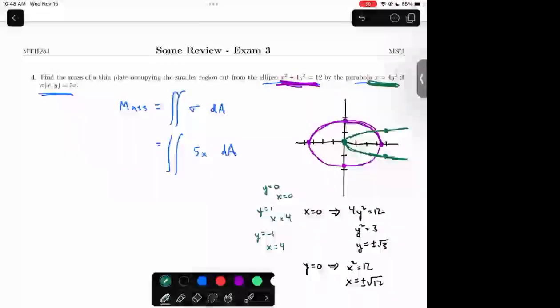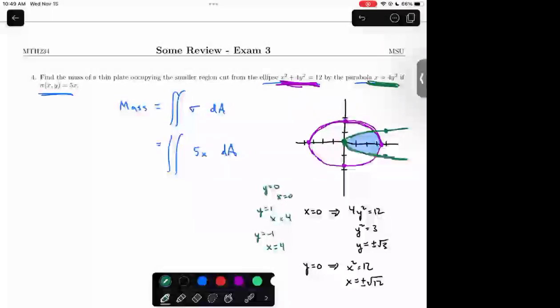Let's reread the question. Find the mass of the thin plate occupying the smaller region cut from these two curves. So the smaller region is going to be this one right here. Looking at this region here, this does not scream to me polar. It does not look like a circle or a part of a circle. The parabola is certainly coming into play quite a lot, and the ellipse isn't even a circle. It's kind of a stretched out thing. But yeah, none of this is really screaming polar to me.